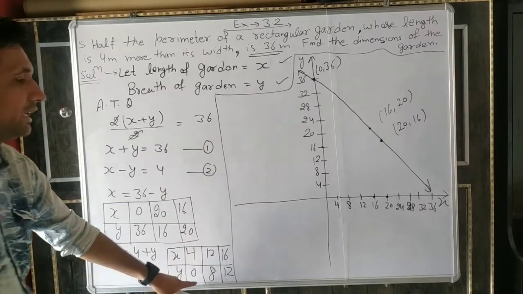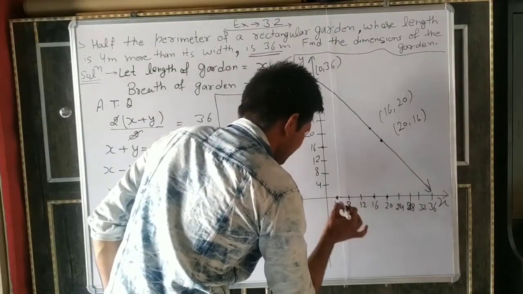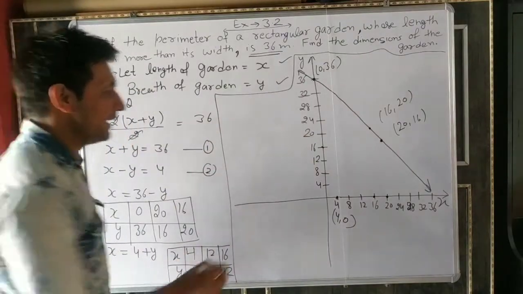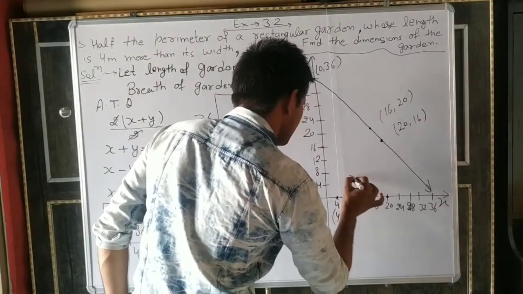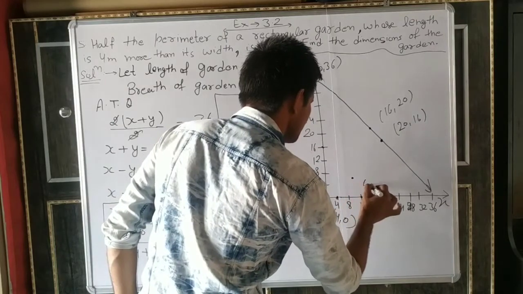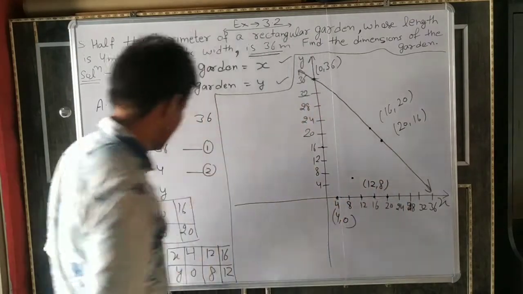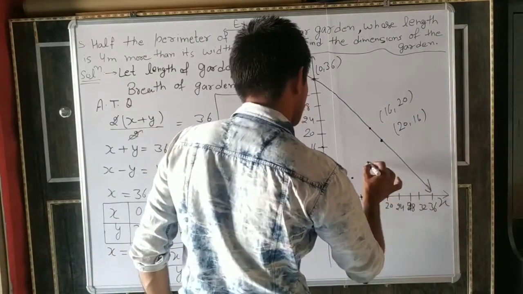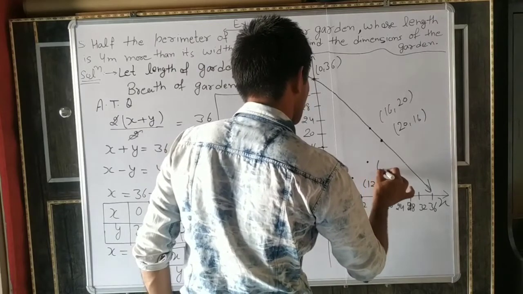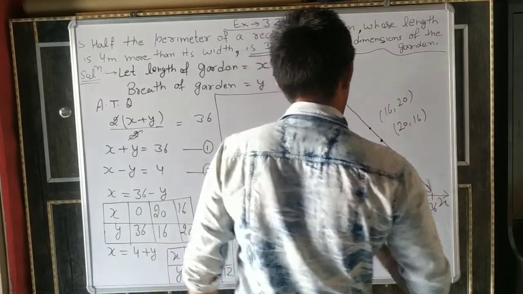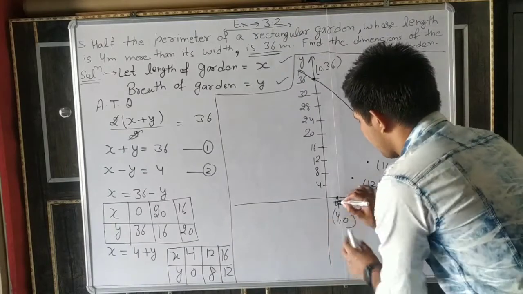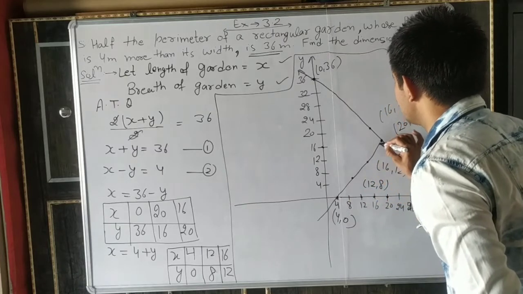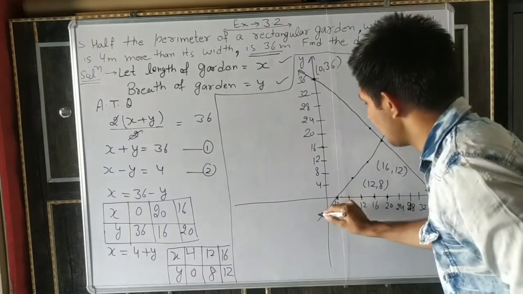Next, now we will draw the solution of the second equation on the graph. X is 4, y is 0, so the point is (4, 0). Next is 12, 8. Next is 16, 12. So now we will join all these 3 points and extend this line.